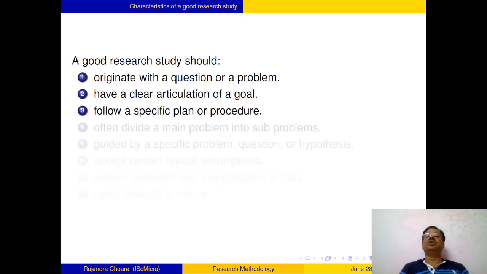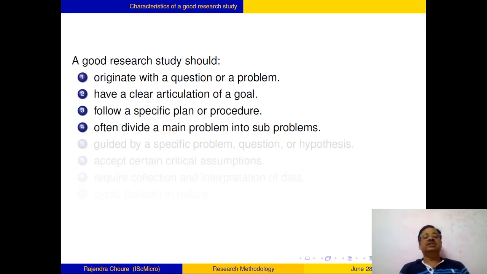It shall follow a specific plan. A well designed procedure is required. Then it often divides a main problem into sub problems. That is the top down approach. You break down your problem into different sub problems so that you can tackle those very easily.